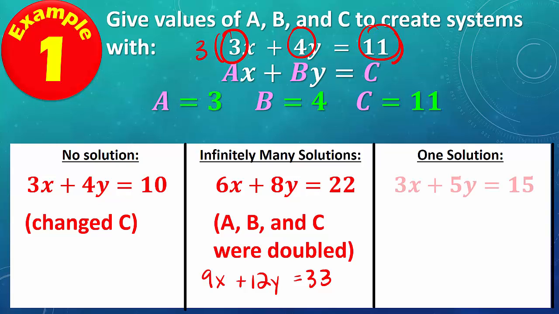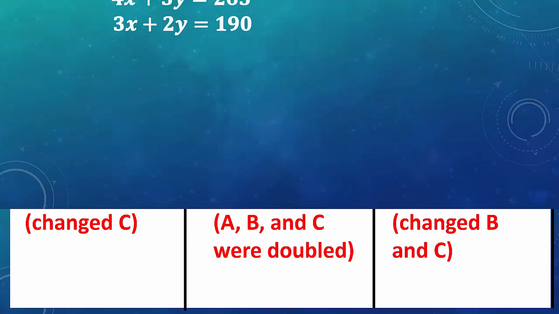And then for one solution, I made 3x plus 5y equals 15, so I changed the b and the c in it. Pretty simple, pretty straightforward. You could have changed the a and the b, you could have changed the a and the c. Actually, no, you could not have changed the a and the b. Yeah, we'll get into that. Well, no, you could have changed the a and the b. You've got to be careful, though. It's better to usually just change the c and then one other thing.